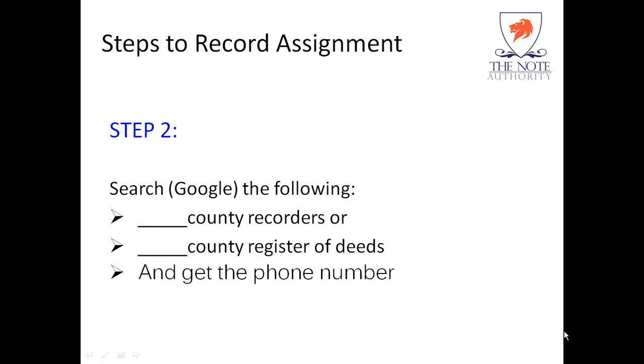The next step is to search again. In this particular case, you're going to put in Shelby County Recorders, or you can type in Shelby County Register of Deeds. Depending on what area you're in, either one should work, and it's going to pull up possible websites that correspond to those counties' recorders' offices. Click on the websites, go in there, search around, and get the phone number to talk to someone at that county to get the information.